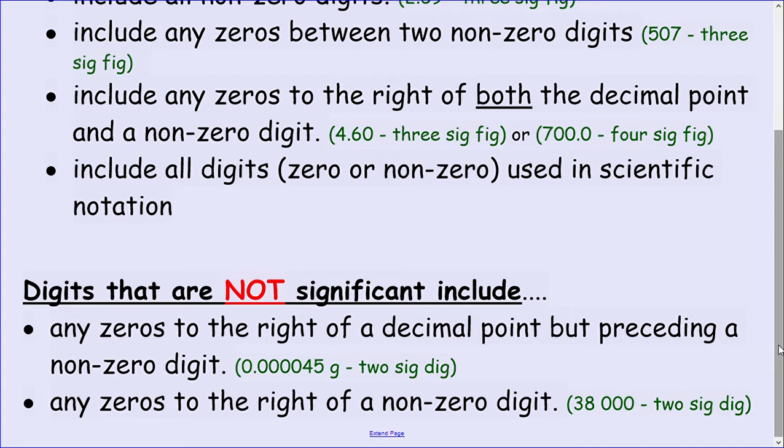Any zeros to the right of a non-zero digit, so 38,000 for instance, there's no decimal there. That 38,000 could very well be rounded from something like 37,995, rounded to the nearest thousands place. So it would only have two significant digits in it. Okay, no decimal, and if the zeros are after the number, they do not count.